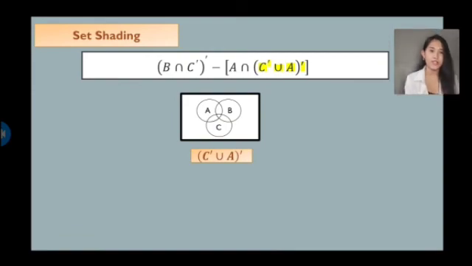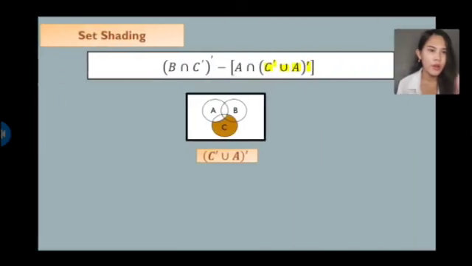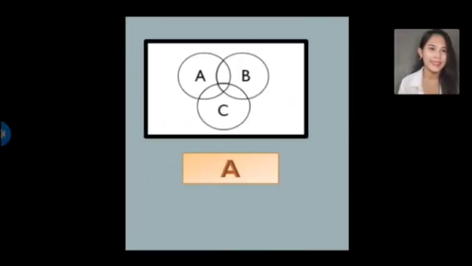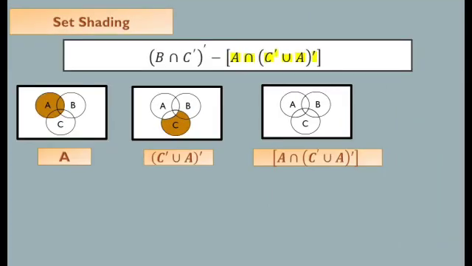Next is the complement of C complement union of A, meaning we will shade everything that is not shaded in this part, the C part. Next is finding A, or simply shading everything inside the circle A. As we arrive to the shaded results, we have to find the intersections of A and complement of C complement union of A. But as we can see here, we can't find anything that overlaps in both diagrams. So we will not shade anything.